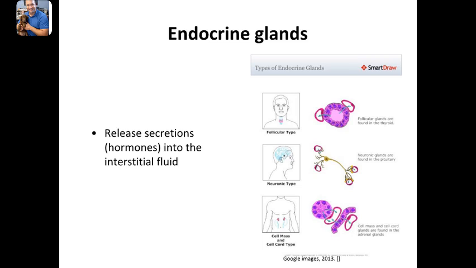So endocrine glands, endo again is within, and they're going to release secretions into the interstitial fluid. They're going to send their secretions into the blood vessels, most notably, so that they can be transmitted to the cells of the body. A good example of epithelium that forms endocrine glands is simple cuboidal here, and this is a thyroid gland. That thyroid is right here up by your neck, and thyroid hormone is going to control the metabolism of all your cells, so it's really key.